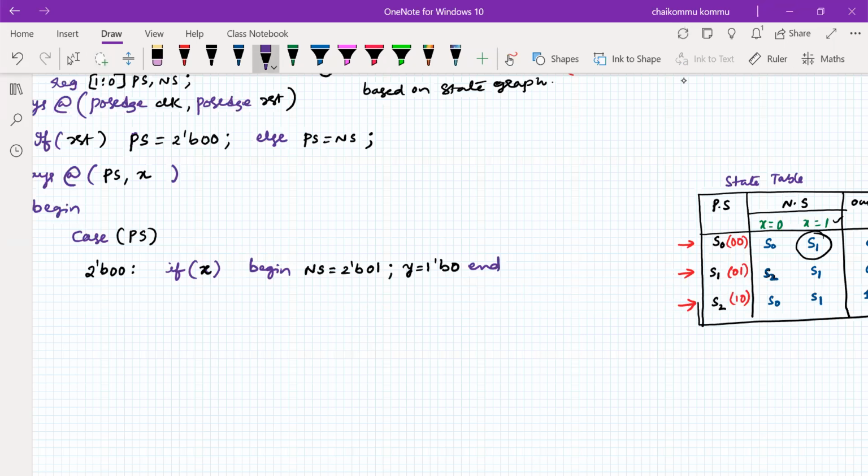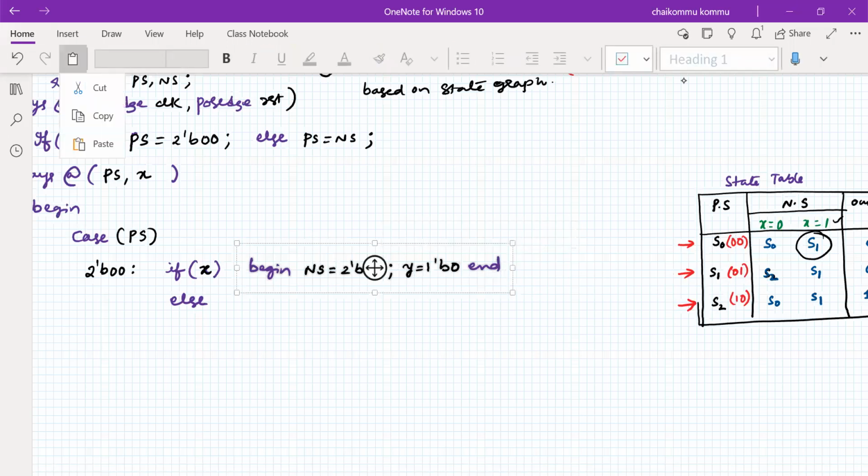So if X is equal to 1, next state must be S1, output is 0. Else, that means X is equal to 0. In that case also we find two cases, right? So these two cases are available. You consider that one and paste it here.